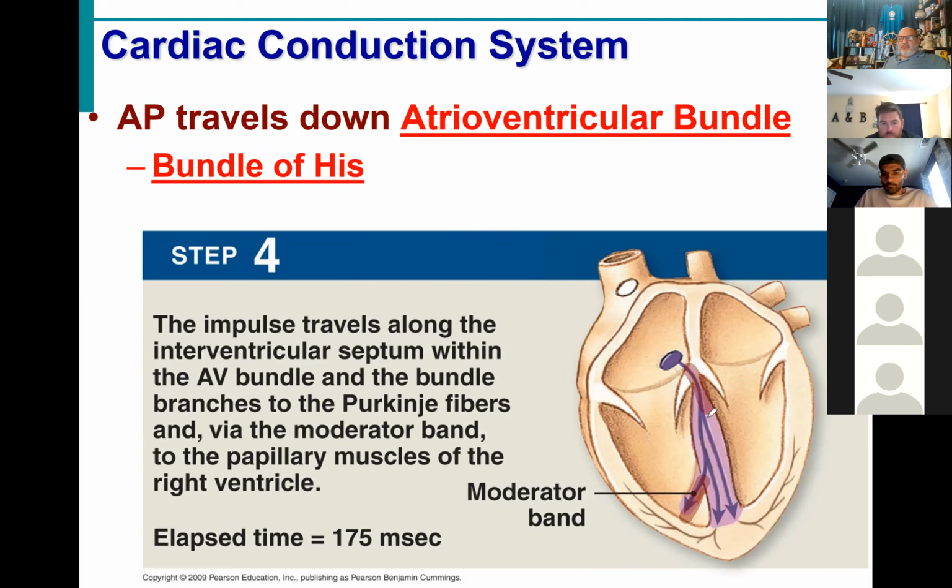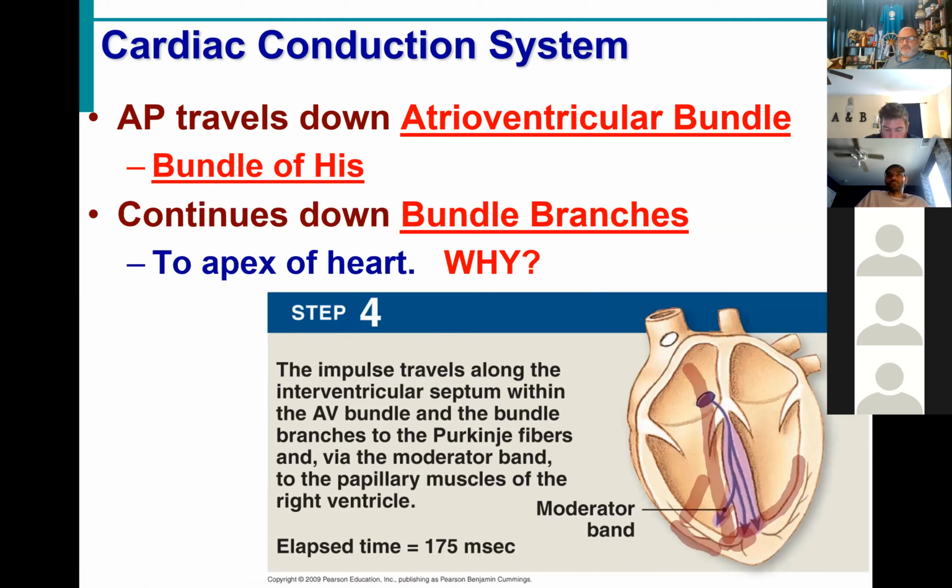The bundle of His and the bundle branches take the signal down the interventricular septum, the muscle wall between the two ventricles, to the apex of the heart. And from there, it travels up the Purkinje fibers. The reason we bring it to the apex of the heart is for the directionality, so we can get that nice, smooth directional pumping of the ventricles to efficiently move the blood where we need it to go.